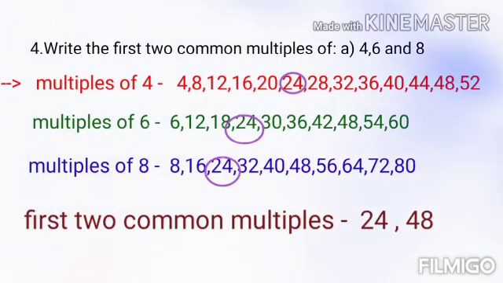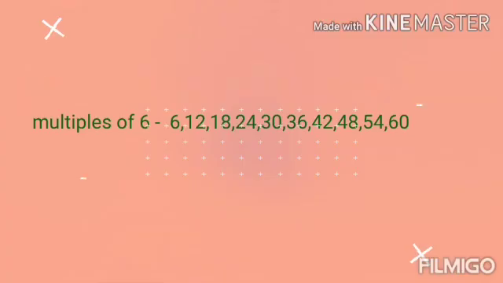Now see here, 24 is the same in all 3, so we will circle that, and 48 is common in all 3, so we will circle that. So you get the common multiples 24 and 48. Now see question number 6.